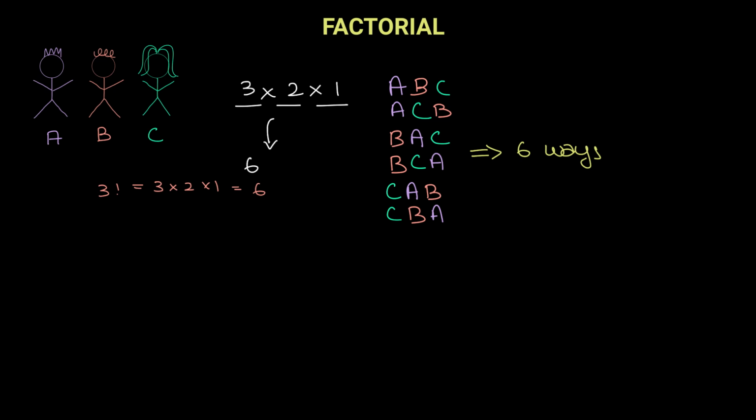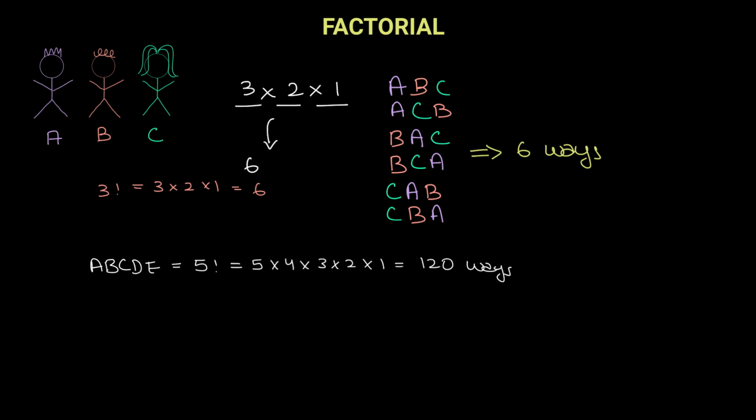Let's take another example. Let's say now we have 5 different people, A, B, C, D, E. Rather than calculating all possibilities and writing them all down, why can't we just simply say A, B, C, D, E can be arranged in 5 factorial ways, which is 5 into 4 into 3 into 2 into 1, which gives you 120 ways of arranging 5 objects or 5 different people.